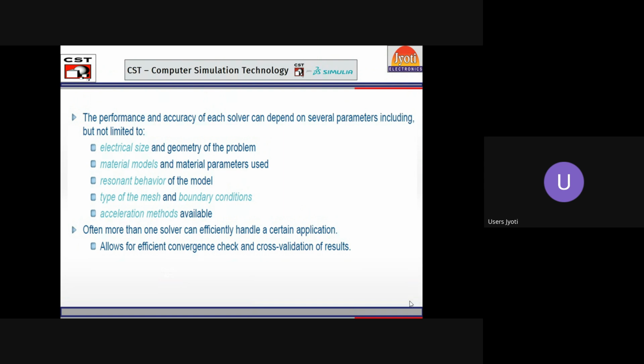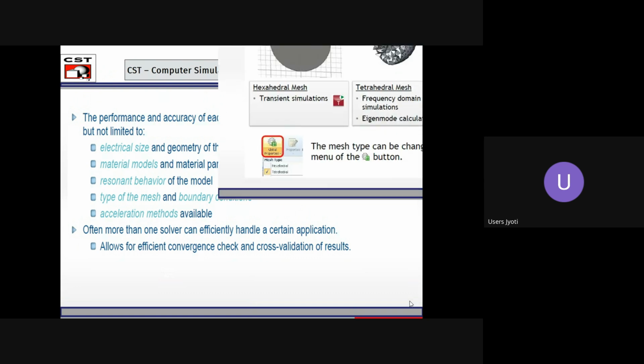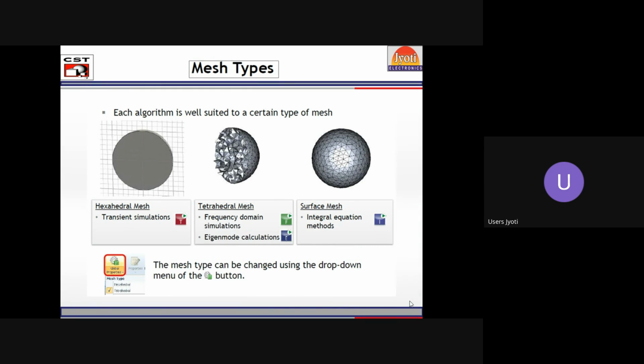And acceleration measures are also there. For a big array antenna that takes lots of time, and here we can do acceleration and reduce the time as well. For meshing, there are three types of meshing supported by different solvers. For example, hexahedral meshing is supported by the transient solver, the T solver, and tetrahedral meshing is generally supported by the F solver and the eigenmode solver. And surface meshing is used in the integral equation solver. For this particular solver, this meshing is supported and gives the best result.